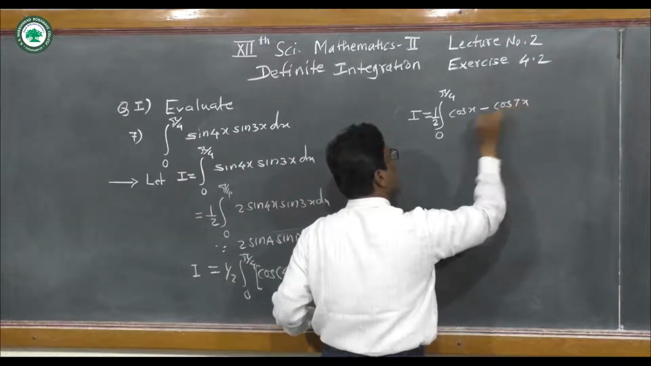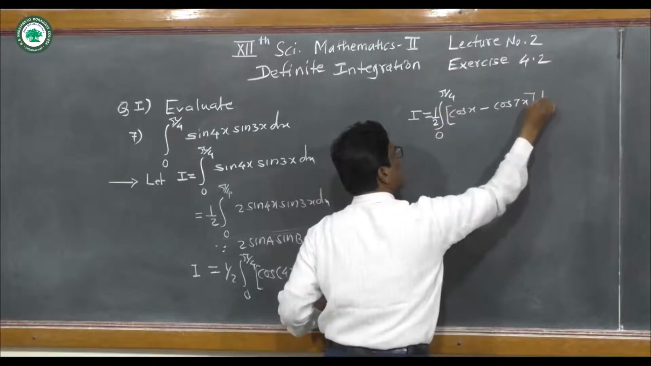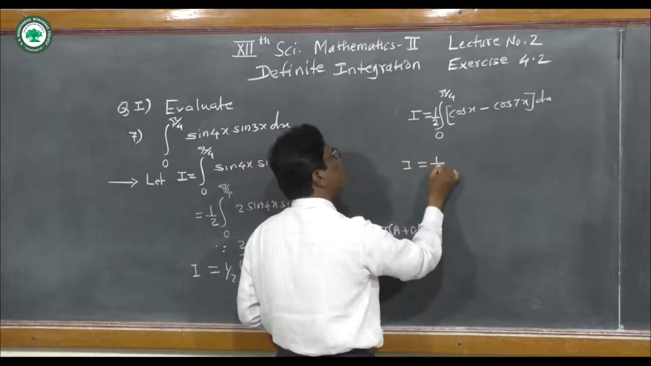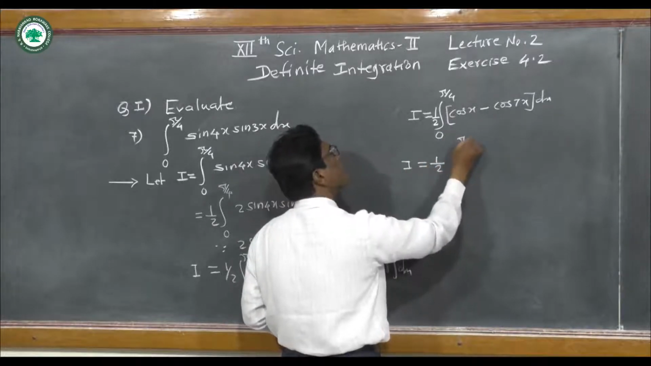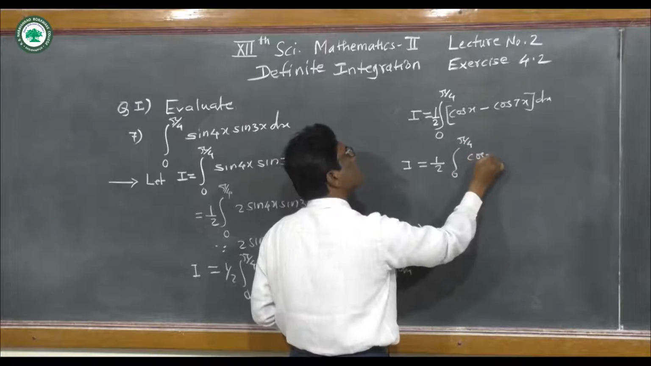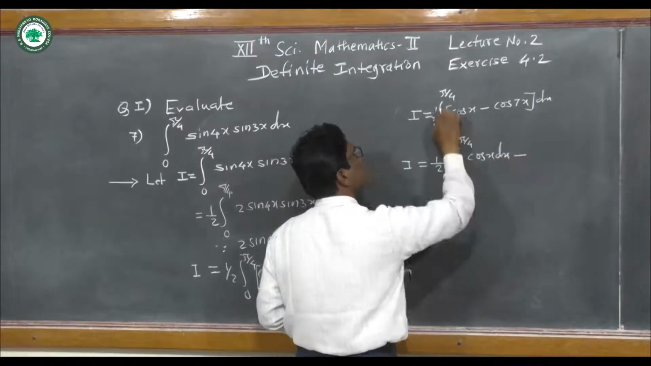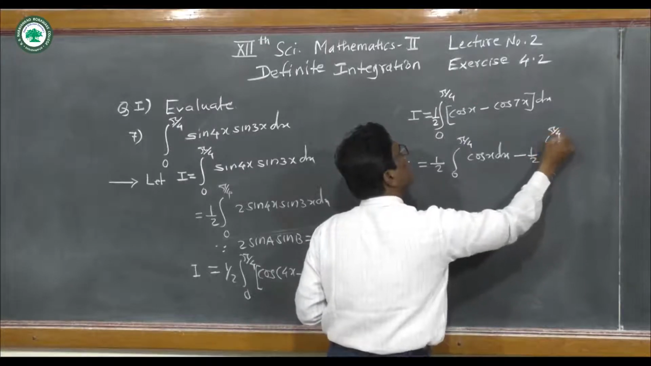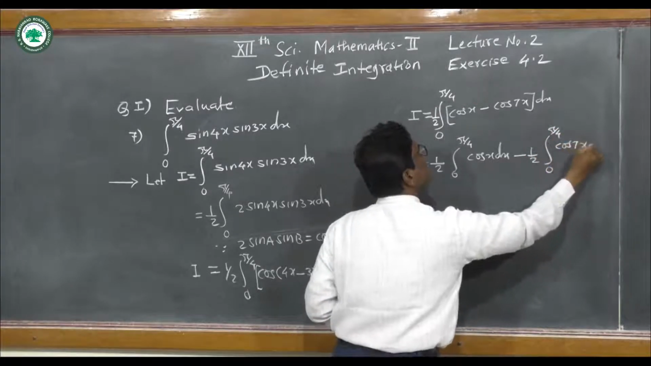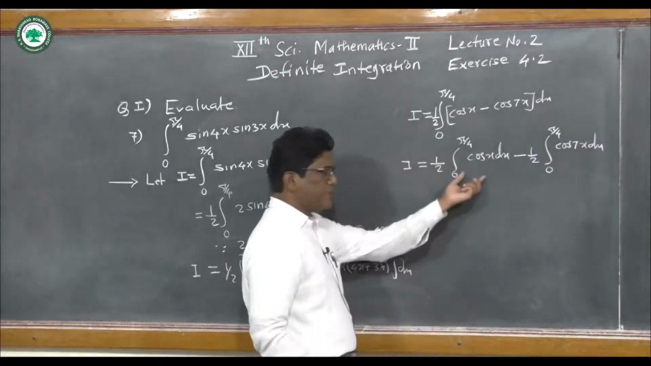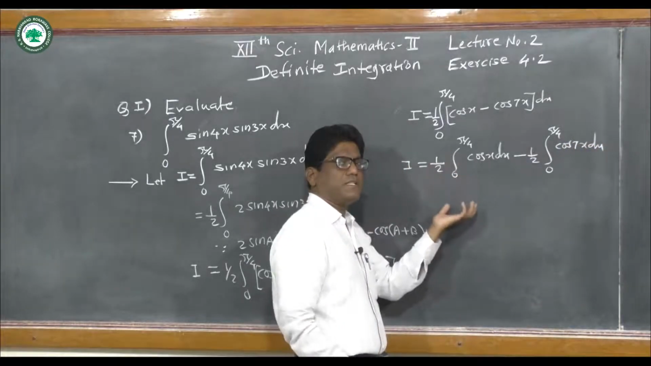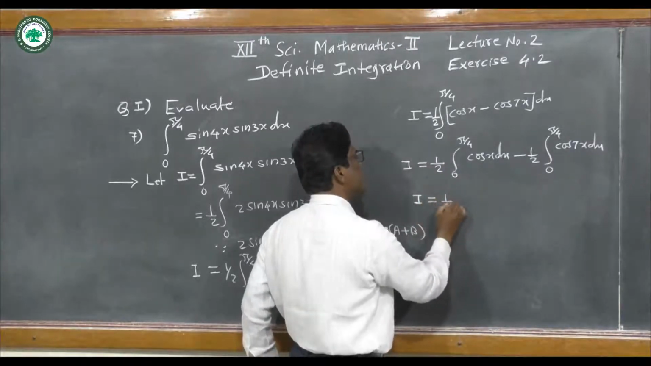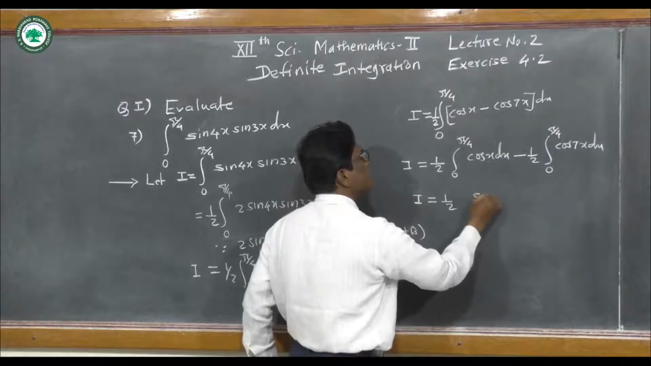cos of 7x dx. We separate the integration. So I is equal to 1/2 as it is, integration from 0 to pi by 4 of cos x dx, minus 1/2 into integration from 0 to pi by 4 of cos of 7x dx. And we know that the integration of cos x is sin x. So I is equal to 1/2 as it is, the integration of cos x is sin x.